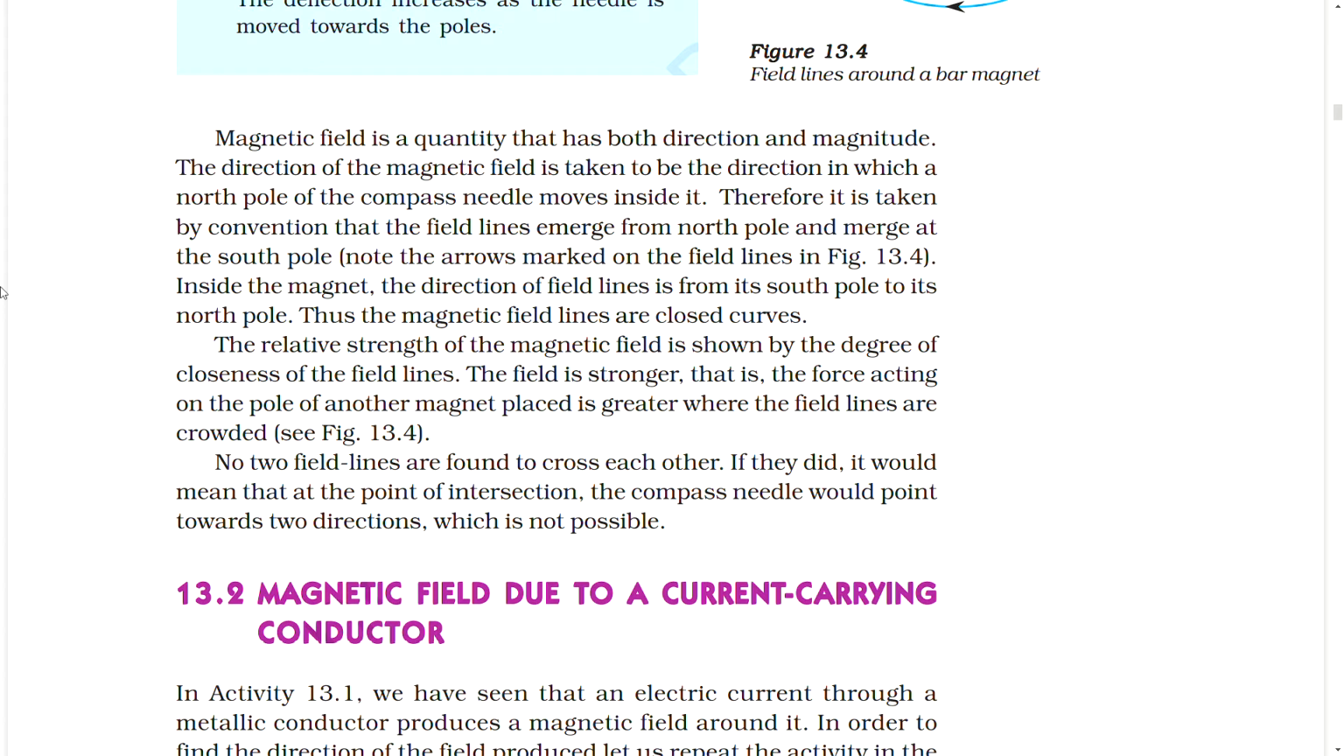The relative strength of the magnetic field is shown by the degree of closeness of the field lines. The field is stronger, that is, the force acting on the pole of another magnet placed there is greater, where the field lines are crowded. See figure. No two field lines are found to cross each other. If they did, it would mean that at the point of intersection, the compass needle would point towards two directions, which is not possible.